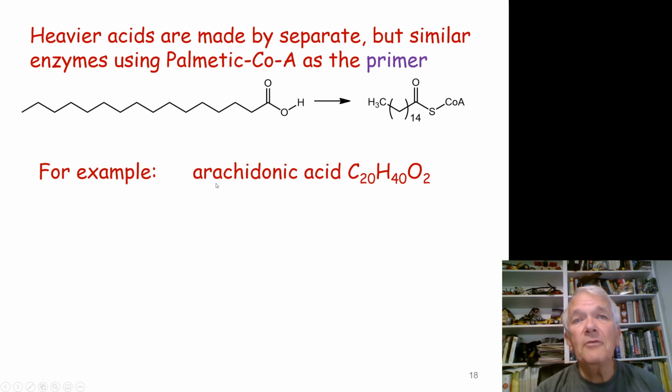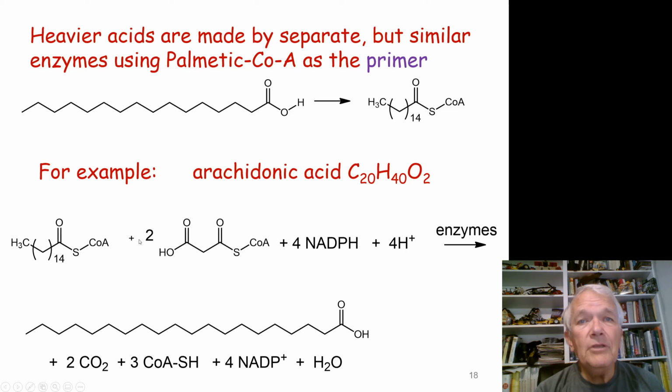So, for example, arachidonic acid, which is a C20 species, you start with a primer. You start with 16, and then you add 2 more units. You need 4 moles of NADPH, 4 protons, and various enzymes to get this up to the 20 carbon atom species. So that is how you do the bigger ones. If you wanted a 22 carbon one, you of course would have to use 3 extenders and so on.